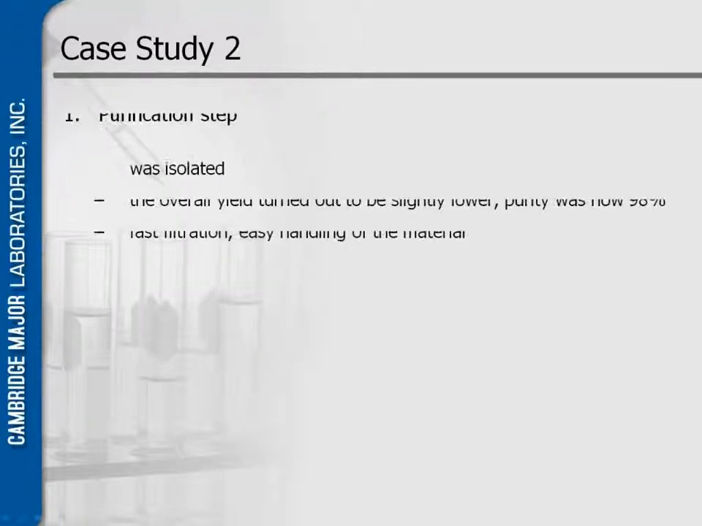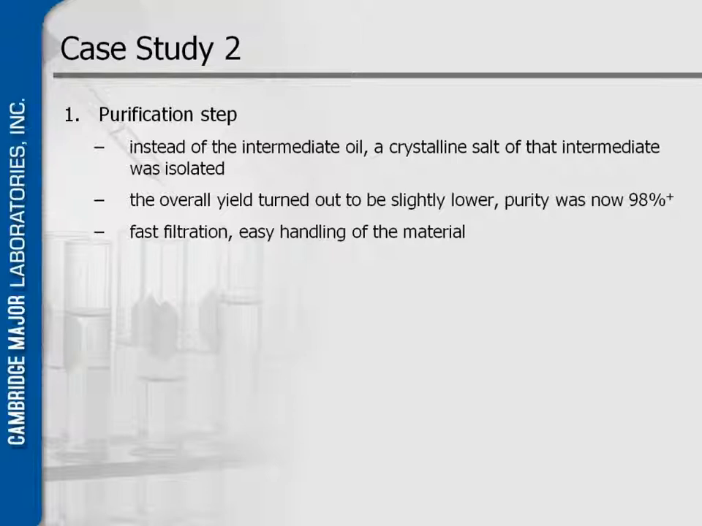First of all, there was a purification step. We had an intermediate oil, and as I stated before, we looked at the possible salts, so we defined a crystalline salt, and the intermediate could be isolated there. Of course, you introduce an additional step there. The overall yield was 3 to 5% lower, but now you have a purity of 98% plus each time and consistently, and you have a material which you can isolate, which you can say, this is our new step.